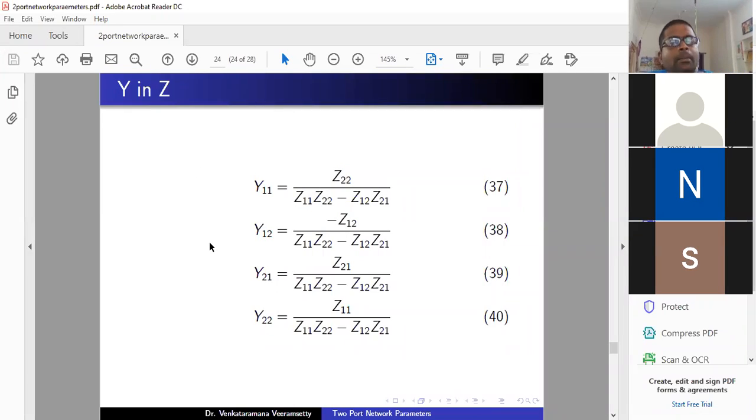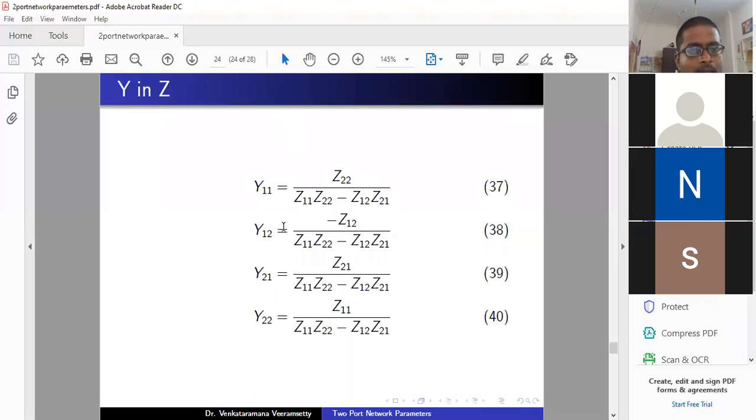So from now onwards we are able to derive the relation between Y parameters and the remaining parameters: Y parameters in terms of the Z parameters, in terms of the ABCD parameters, and also in terms of the hybrid parameters. Same procedure. I will explain for the Y parameters, but my suggestion is you do the remaining two: ABCD parameters in terms of the Z, Y, and H parameters, and H parameters in terms of the Z, Y, and ABCD parameters. But I will do the Y parameters now.